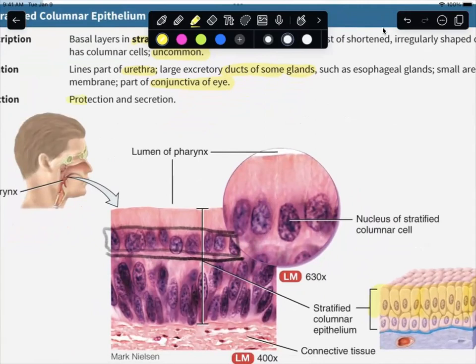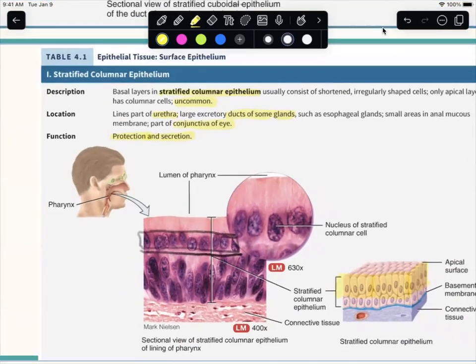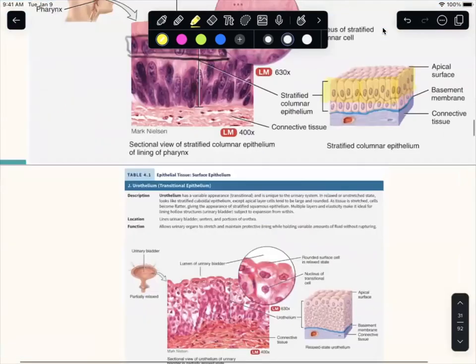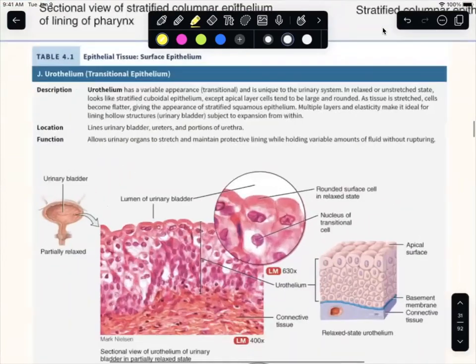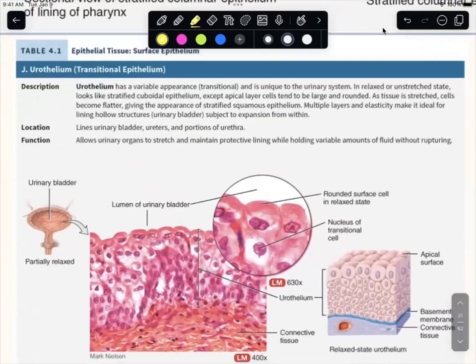More than one layer means it's going to protect. It can also secrete stuff out. Okay, this is why I've said that stratified cuboidal is only 2 layers. This is that urothelium or transitional epithelium that I had mentioned.